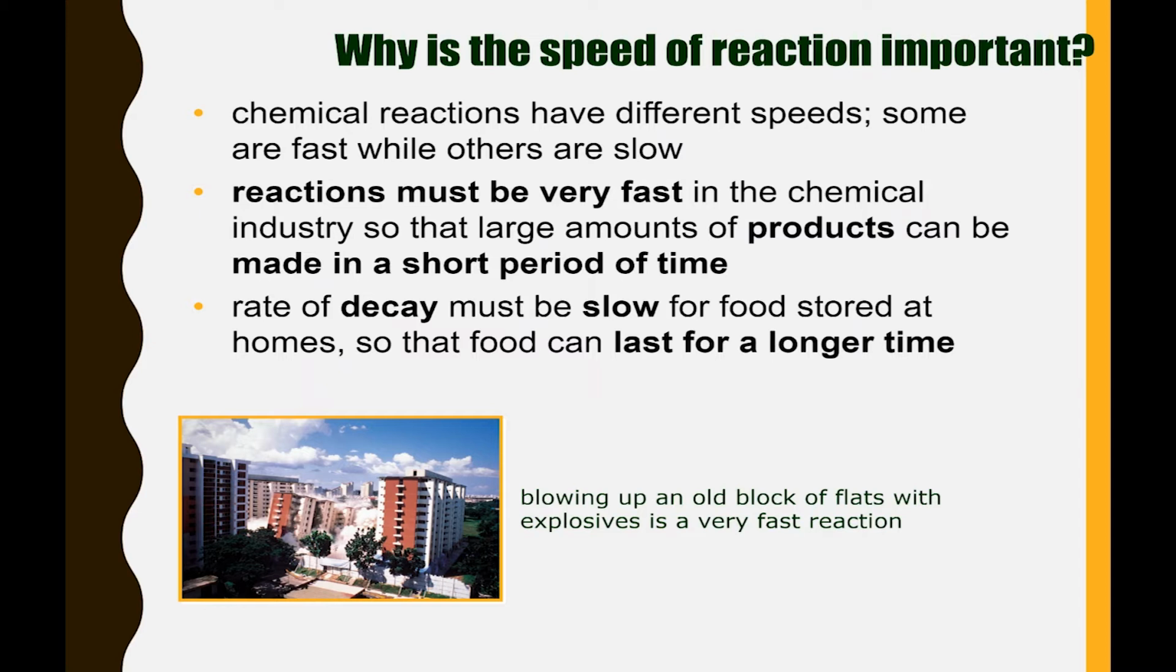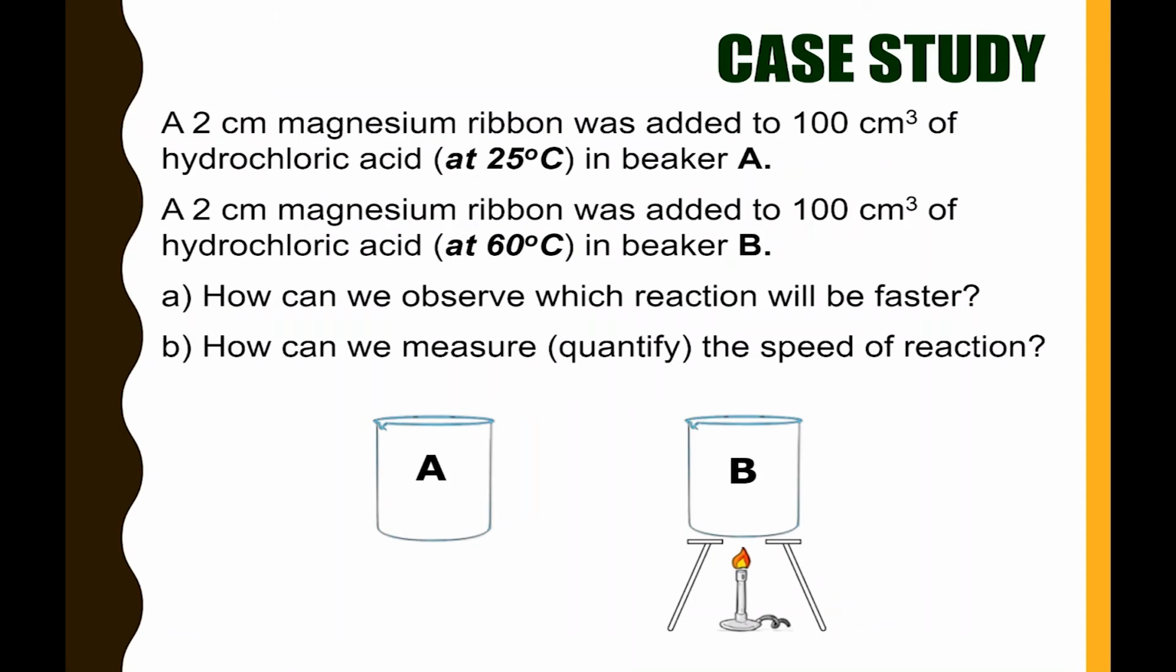So why is the speed of reaction important? Because in some instances, we need the reaction to be very fast. For example, I want to blow up a block of flats, like what you see in the slide. I want it very fast, within seconds or minutes. It doesn't make sense to wait 1 year for the block of flats to be blown up, right? Or why do we want to slow down certain reactions? Because maybe I want my epok-epok to last half a year. So it depends on our need, and we will change the factors that affect rate of reaction to address our needs. Now let's look at a case study.